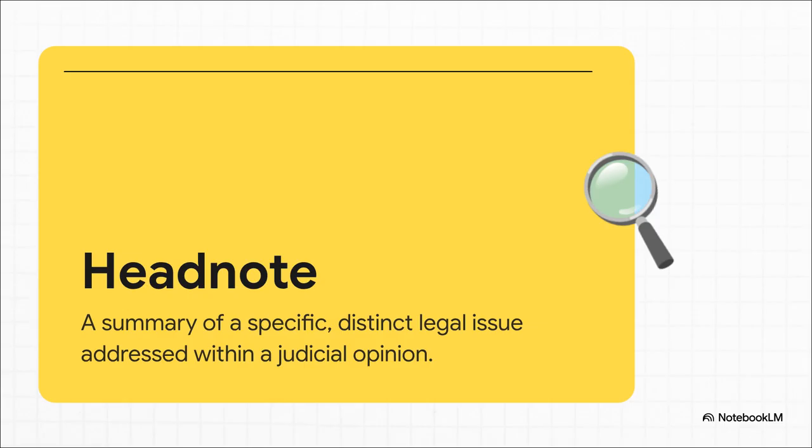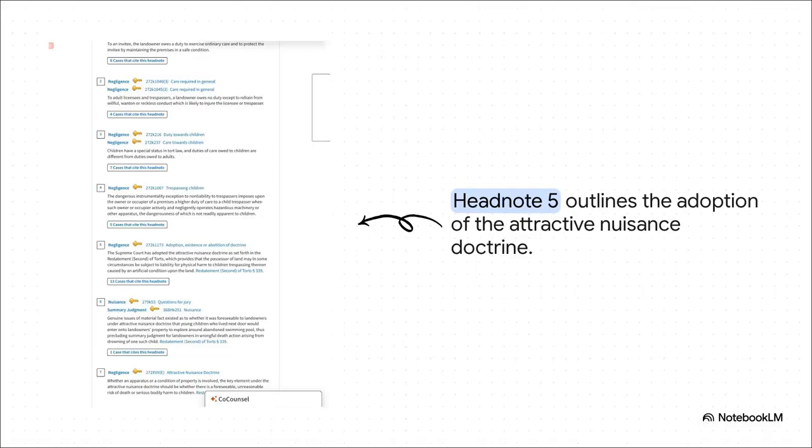A headnote is basically a concise summary of one specific legal issue from that case, pulled out and numbered by the editors. Headnotes break the whole complex case down into its component parts. They act as a filter so we can see exactly which point of law was flagged. Let's look at Bennett's Headnotes. Headnote 5, for example, isolates the specific ruling where the Ohio Supreme Court adopted the attractive nuisance doctrine for child trespassers, referencing the restatement section 339. It outlines the specific liability for physical harm to children trespassing caused by an artificial condition.